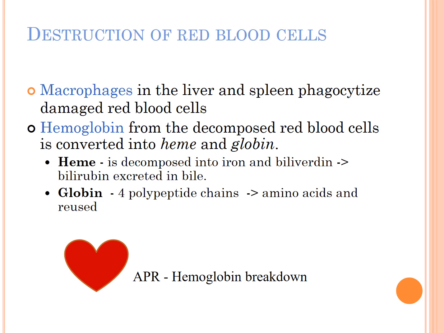The hemoglobin from decomposed red blood cells is converted to heme and globin. The heme part is decomposed into iron and biliverdin, which is converted to bilirubin and excreted in the bile. The iron is reused to manufacture new red blood cells. The globin part, the protein part, contains 4 polypeptide chains, which can be broken down to amino acids and reused.